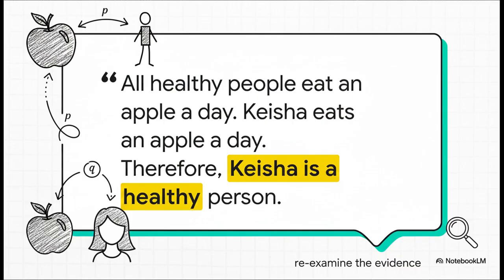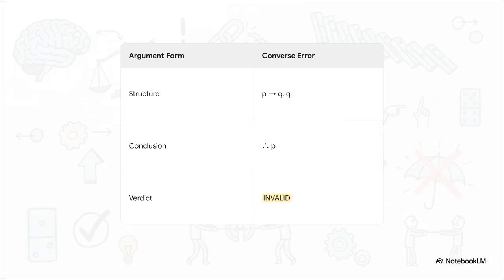Then they eat an apple a day, that's our Q. The next sentence says, Keisha eats an apple a day. So that's confirming Q. And the conclusion is, Keisha is a healthy person, which is P. You see the pattern there? So the verdict is invalid.